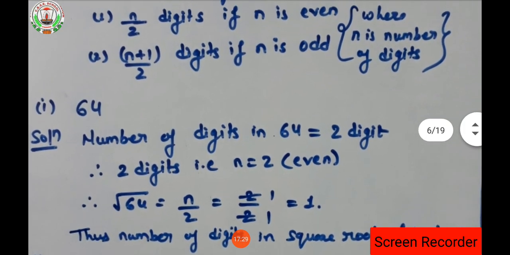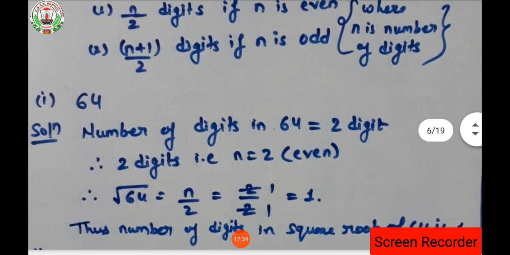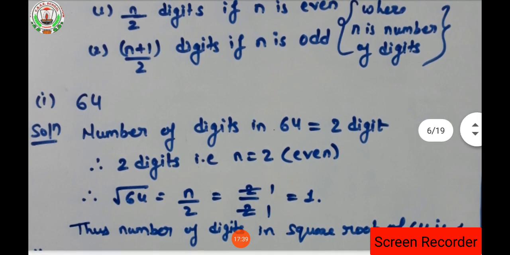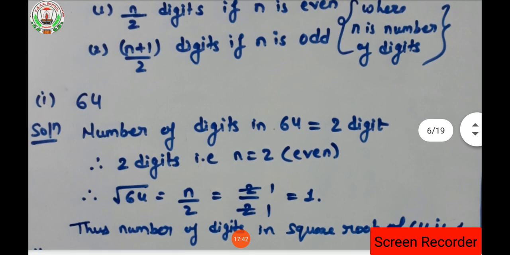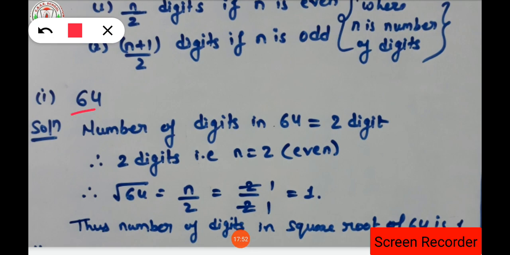So here is the question, 64. 64, 1's place value is 4 and 10's place value is 6. So 2 place values we are having. So number of digits in 64 is 2, isn't it? Therefore 2 digits, that n value will be 2. Clear everyone? 2 digit number, that will be 1 digit and this is the second digit. So altogether it will become 2 digits. So n value is 2. And 2 is which number? Even or odd number? It is an even number.